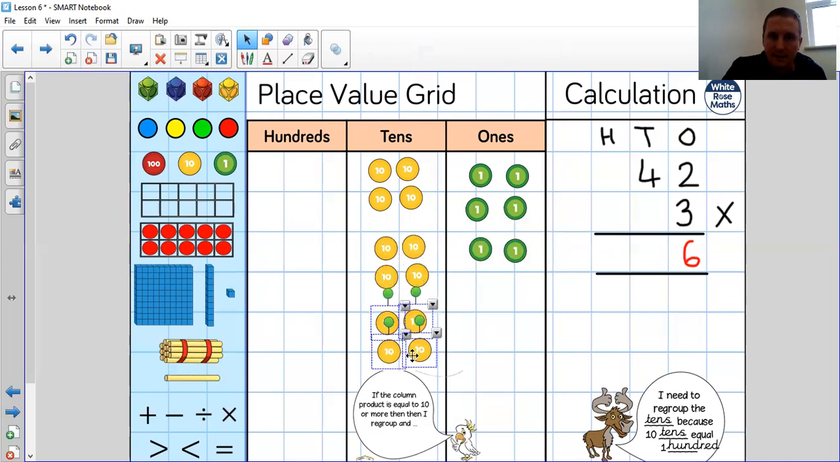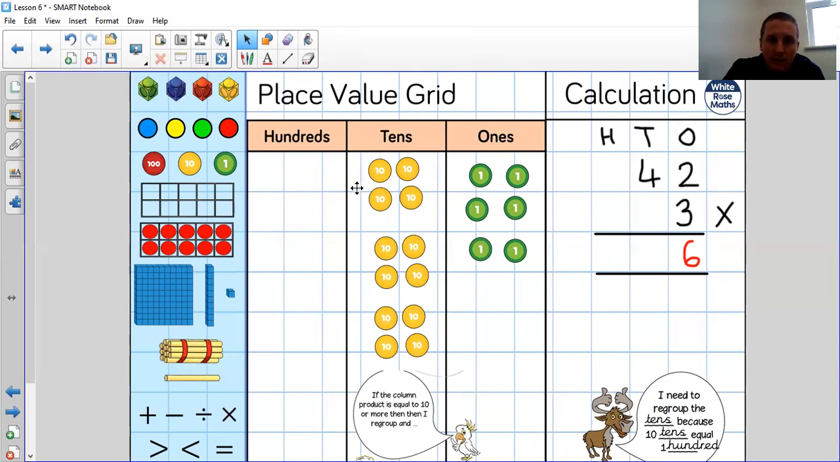And there's 3. Okay, so I've done it now. I've done 3 times 4 10s. All right, I've got 3. There's 1 group, there's 2, there's 3. Now, as Colin says, I need to regroup these 10s. Look, I've got too many in there. I can only have up to 9 in there. As soon as I get to 10, that makes 100.